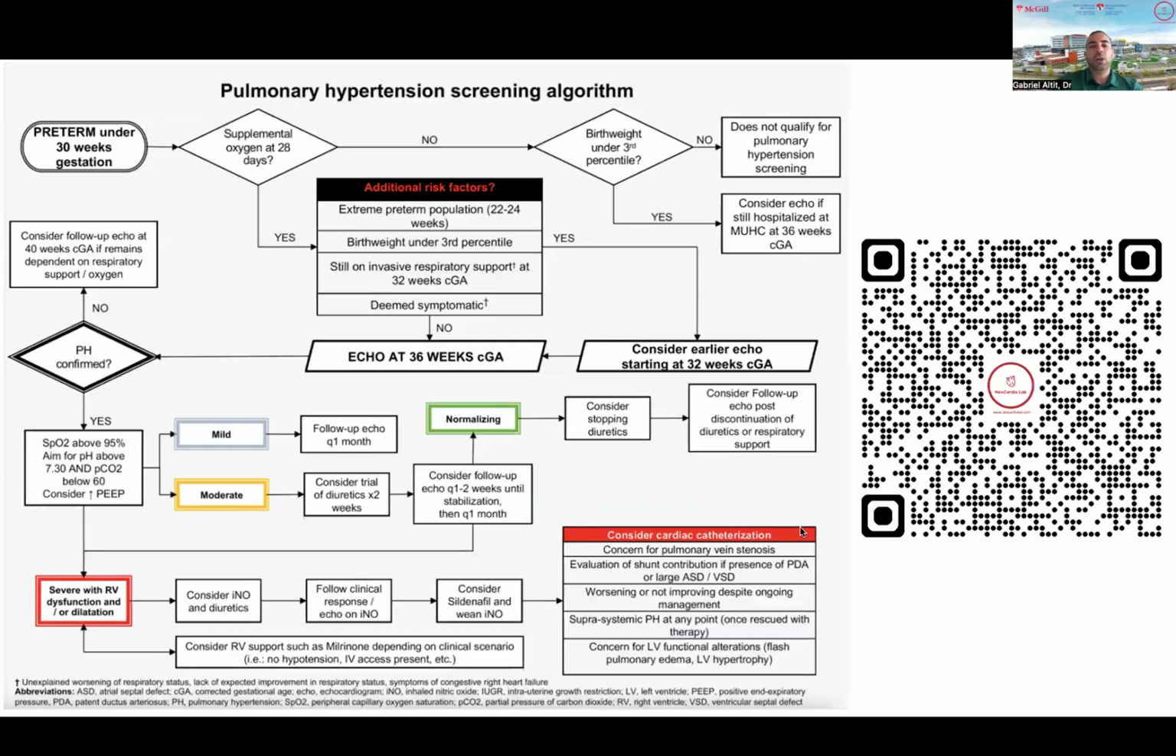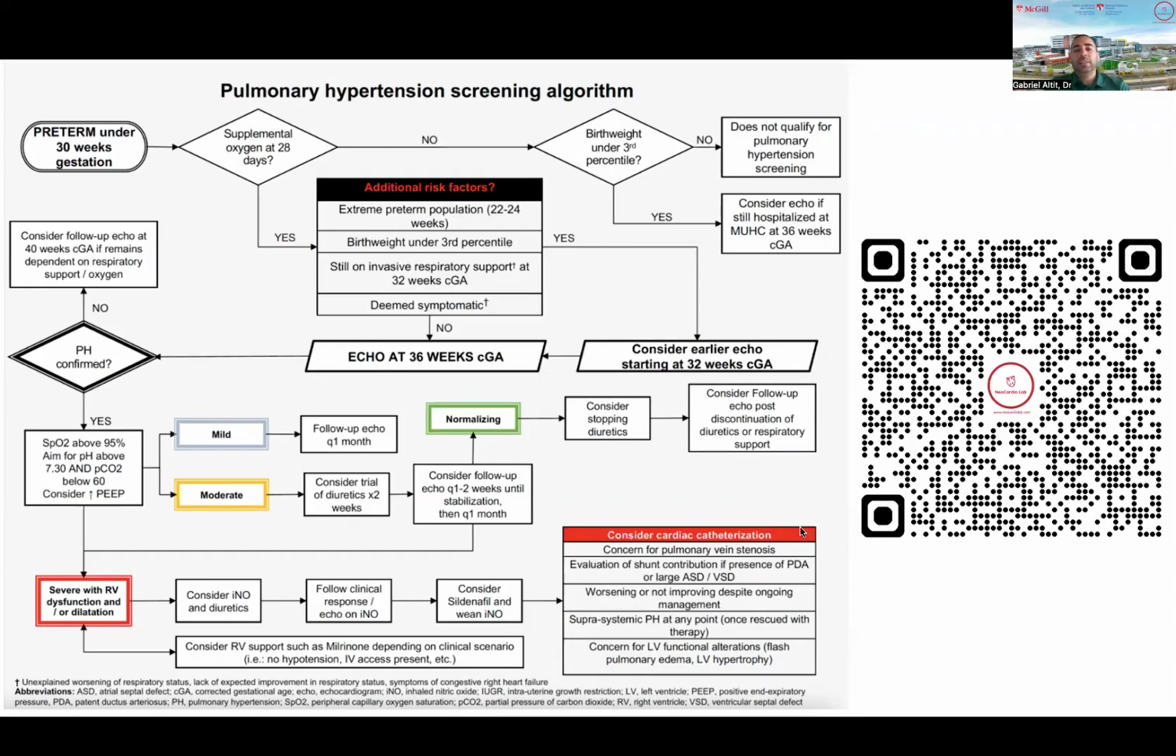We have a process where we will evaluate all patients under 30 weeks. And the reason is that in our population, these are the patients that we've seen are more at risk of developing significant PH. And so we will screen earlier if there are additional risk factors, like being born extremely preterm, 22 to 24 weeks, being born IUGR, or still being on invasive ventilatory support at 32 weeks, or deemed symptomatic.